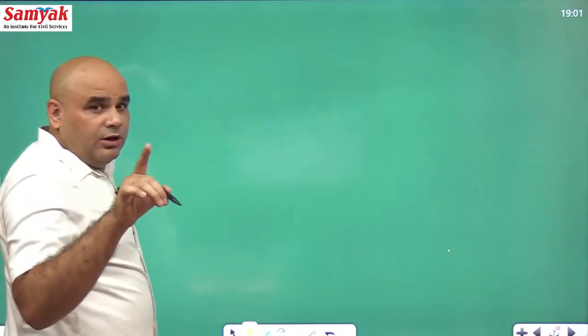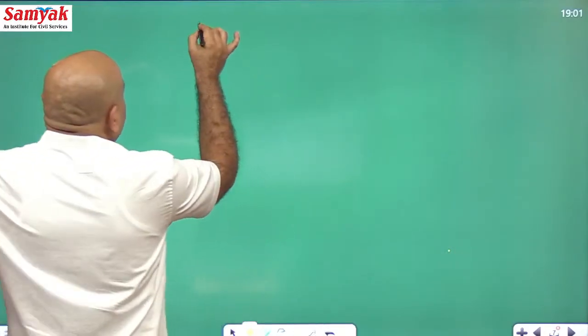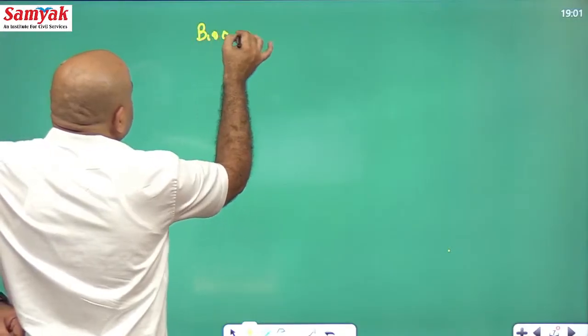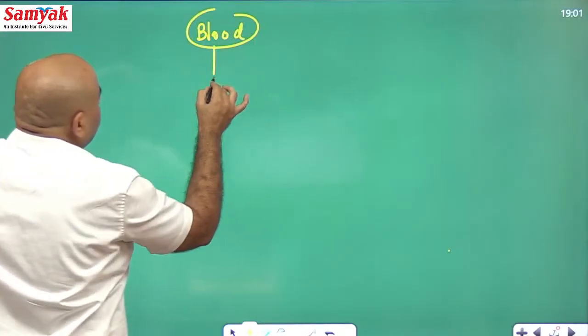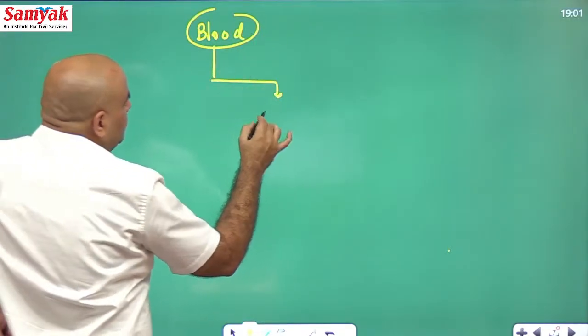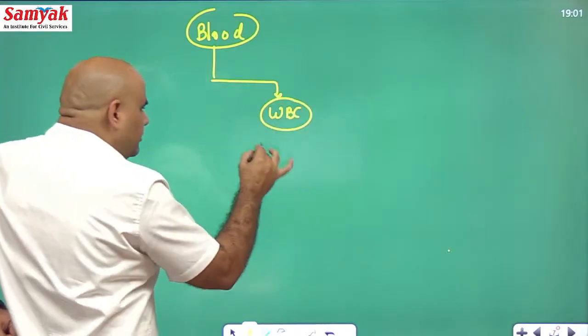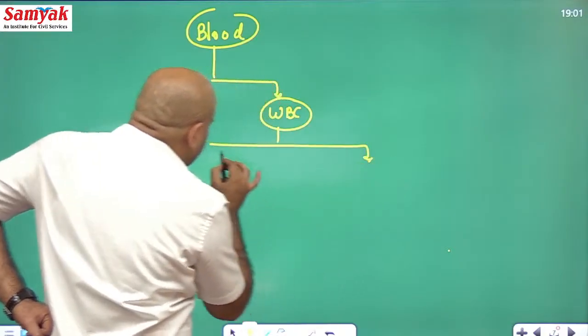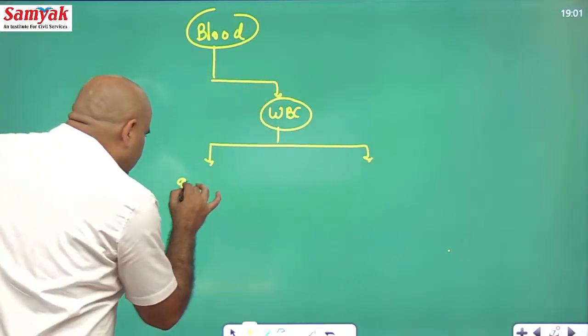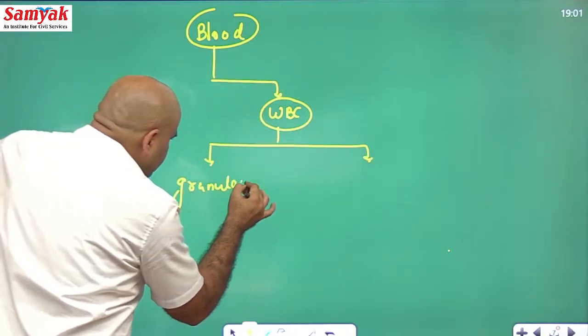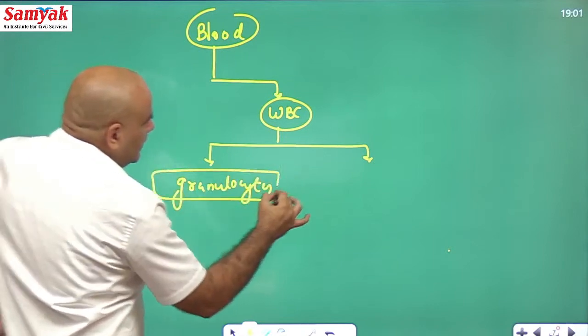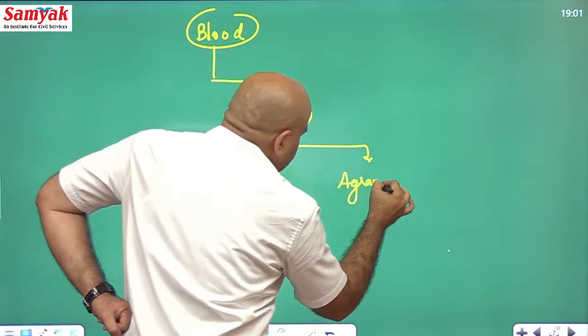Now see, very good question. All of you are supposed to pay your attention here. Whenever you are talking about blood, you need to remember most of the time questions are asked from WBC. Why questions are asked from WBC? Because there are two types of WBCs. One is granulocytes. Other one is agranulocytes.